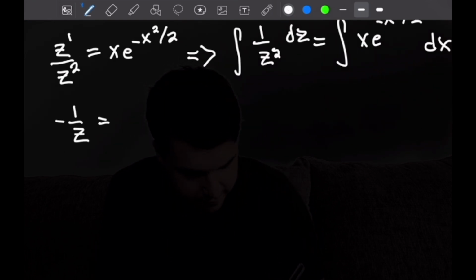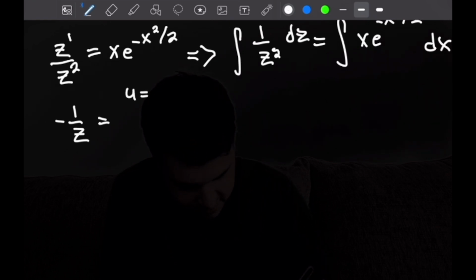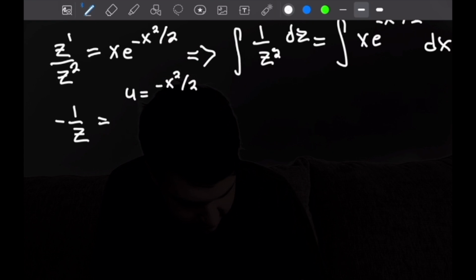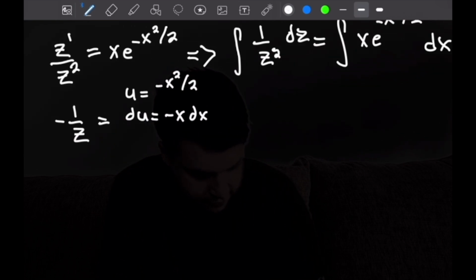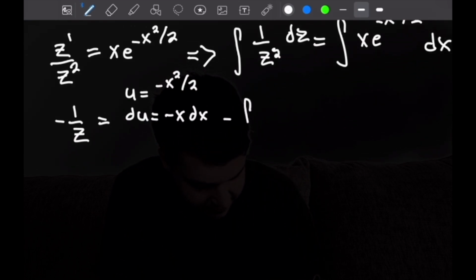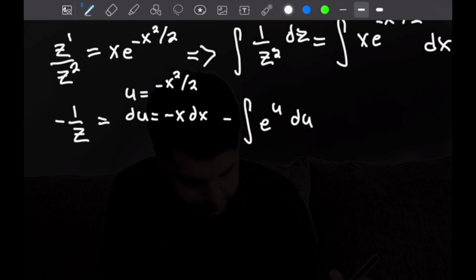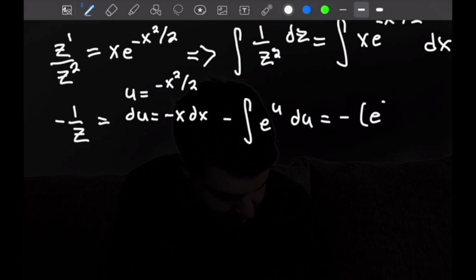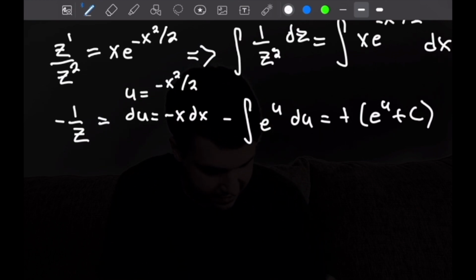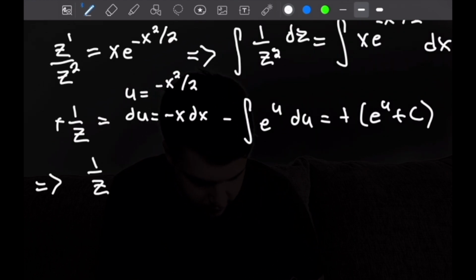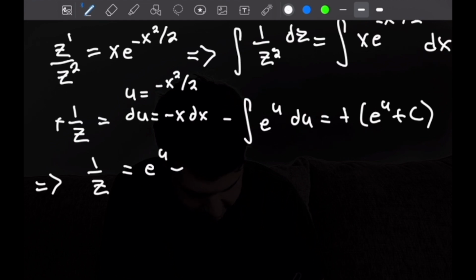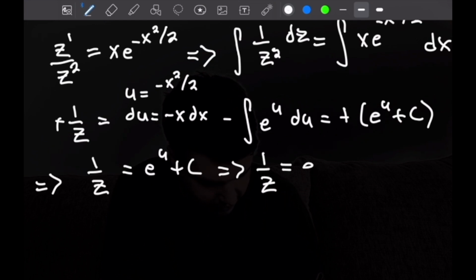And on the right-hand side, let's make the following u substitution to solve. So we'll have that u is equal to negative x squared over 2. So that will make our du equal to negative x dx. So substituting that into our integral will give us negative the integral of e to the u du. And that is, of course, going to be equal to negative e to the u plus some constant c. So let's go ahead and cancel our negatives on both sides here. That will give us 1 over z is equal to e to the u plus some constant c. And on doing our substitution will give us that 1 over z is equal to e to the negative x squared over 2 plus some constant c.